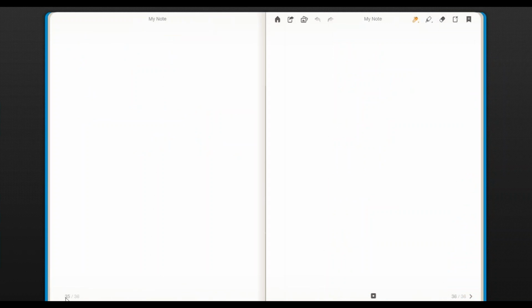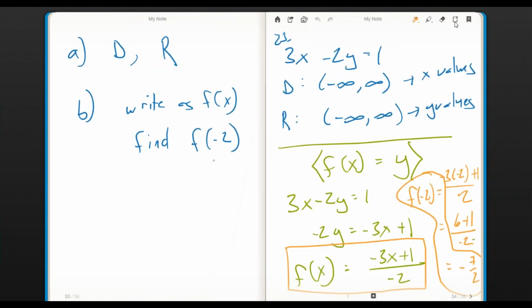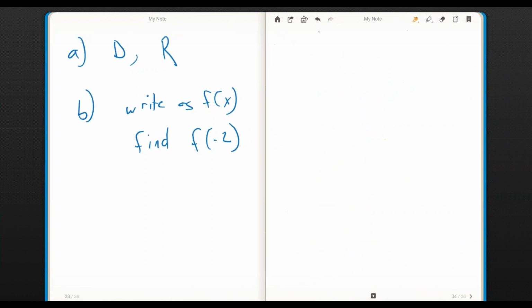Oops. Actually, I wasn't going to turn the page. I was just going to do it all here because I've got the instructions over there. Number 24 is the equation y plus 3x squared equals a negative 1. Let's talk about the domain of this function. This is a little tricky sometimes.